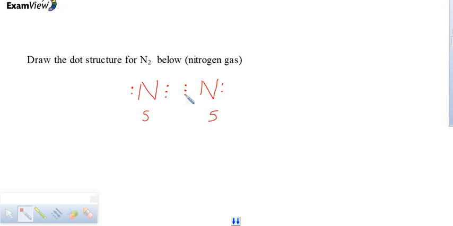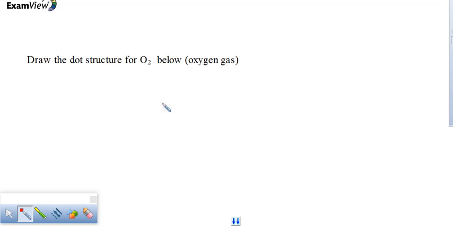Now if you use dots, dots are good. If you're going to use dashes, then don't confuse the two. I don't want to see dots and dashes on the same model. I have to take off points. So dashes are great, but don't confuse them with dots. Make sure you just draw a separate one like this.